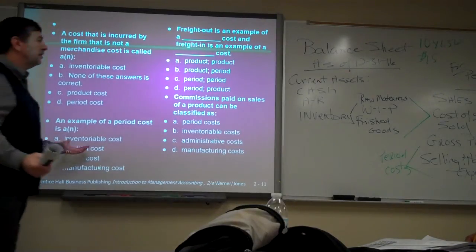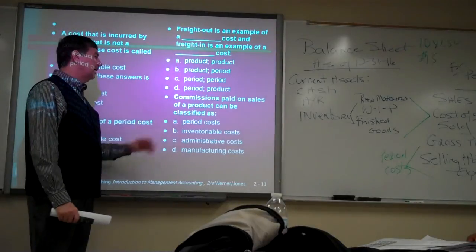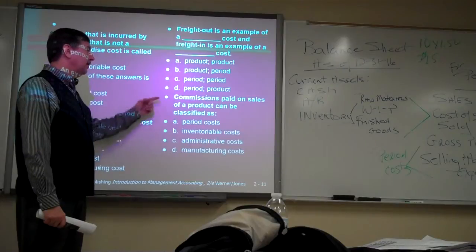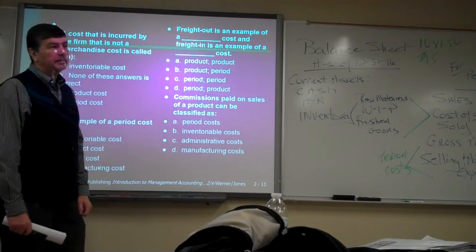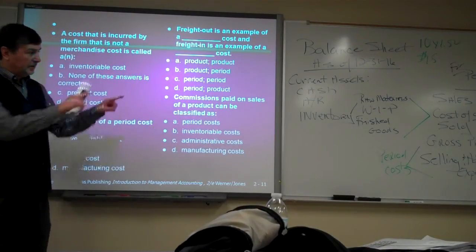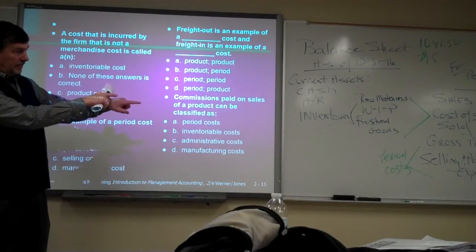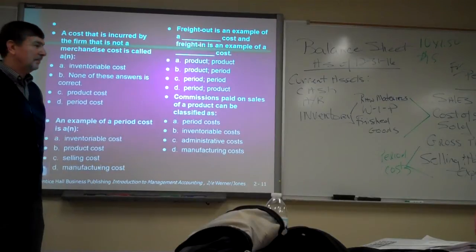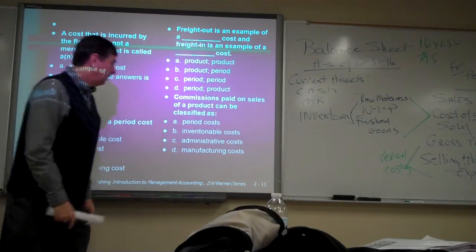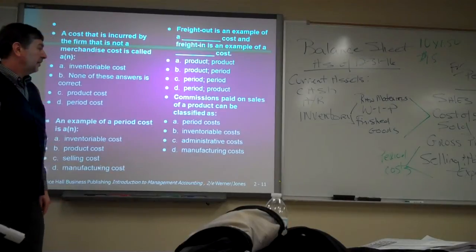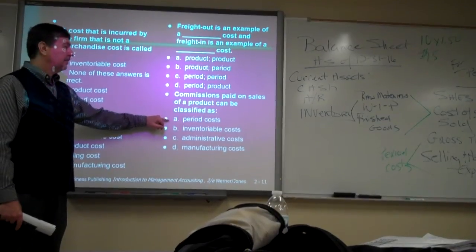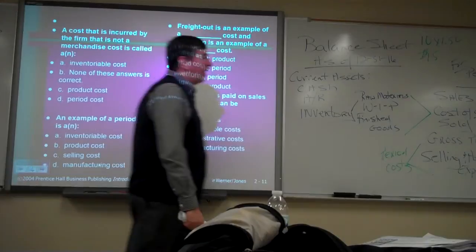Everybody likes to make commissions. Commissions paid on sales of a product can be classified as administrative or period. Well, think about that. Why do you get a commission? You sell something. So what's the number? It's going to be period. Why does it have administrative and period? That's a trick question. Administrative falls under period, so it can be classified that way, it's true, but it's a period cost. Alright, I'll give you that.